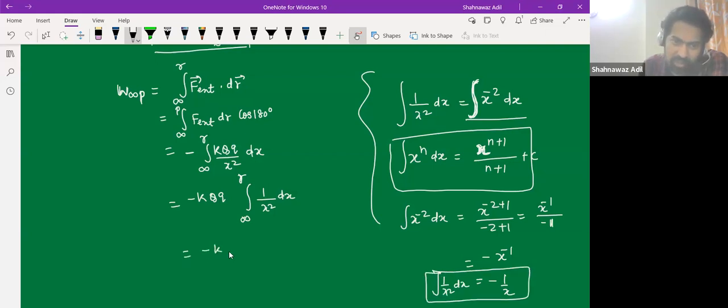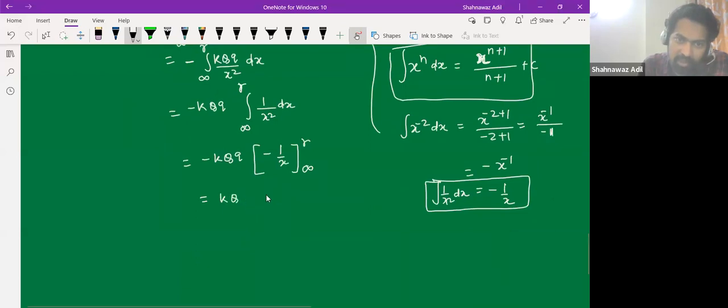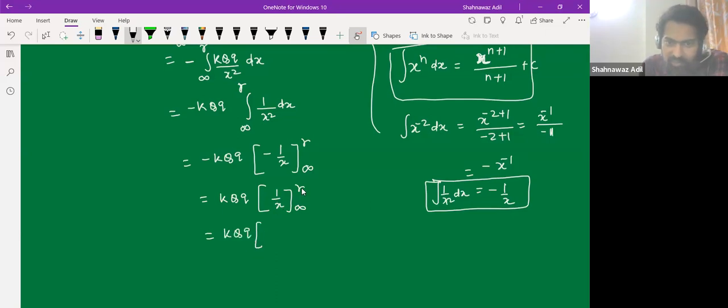Now the integral is minus 1 by x from r to infinity. The minus can be taken outside, so this becomes positive, k q q times 1 by x from r to infinity. First we put the upper limit, which is infinity, then the lower limit r. So 1 by infinity is 0, and we get kqq by r. This is our work done in bringing a charge from infinity to a fixed point.